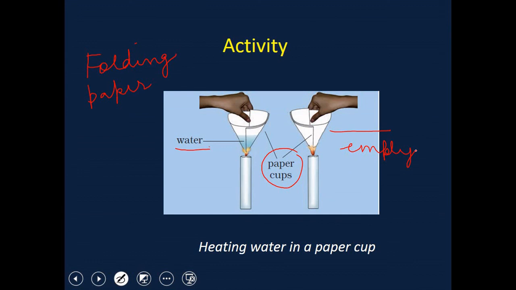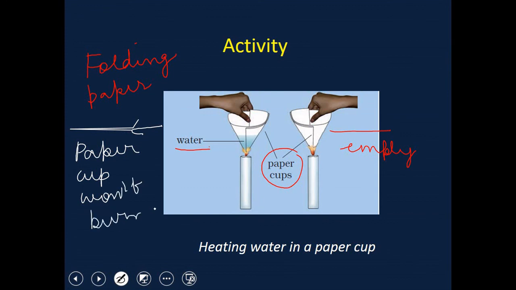But in the second case, what will happen? As water was not there, once you are heating it, the supplied heat will bring the paper to its ignition temperature, so the paper will start burning. So here you can see that in the first case, the paper cup won't burn. But in the second case, the paper cup will burn. I hope this activity is clear to you.